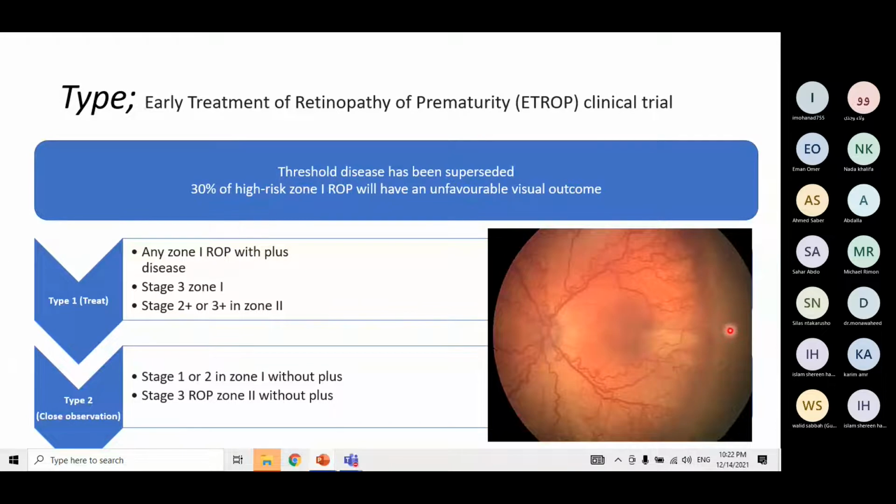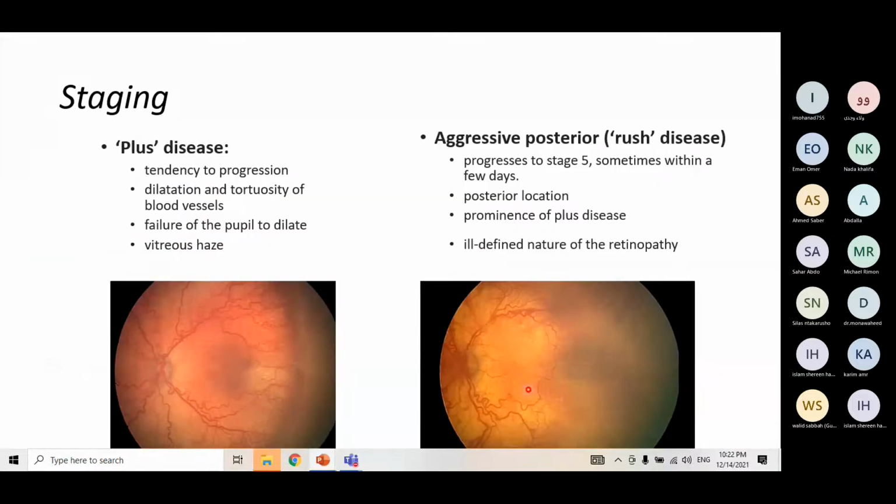Let's take another example. Let's talk about this one. Here, disc, fovea is somewhere here, and here is the edge of zone 1. So it's very, very posterior in location. It didn't even come close to the junction between zone 1 and zone 2. And of course, there is plus disease here, and there is a very early line here probably, or even no line. So I'll say stage 1 plus, but because it's a very posterior location, this is aggressive posterior ROP, which requires urgent treatment. Okay?